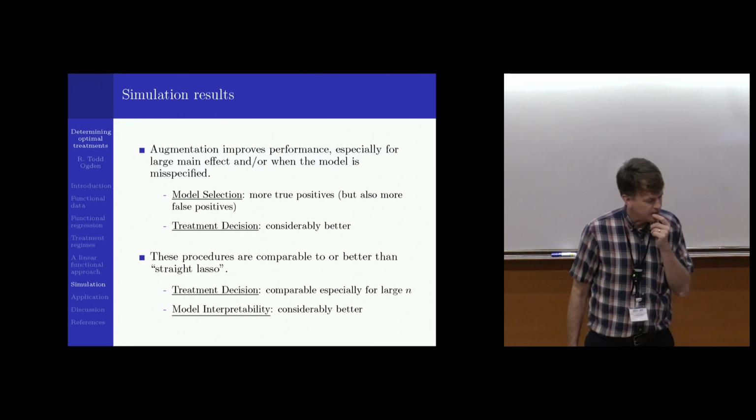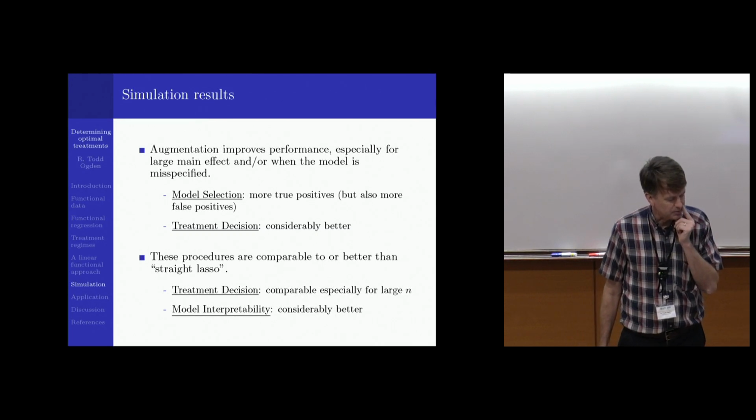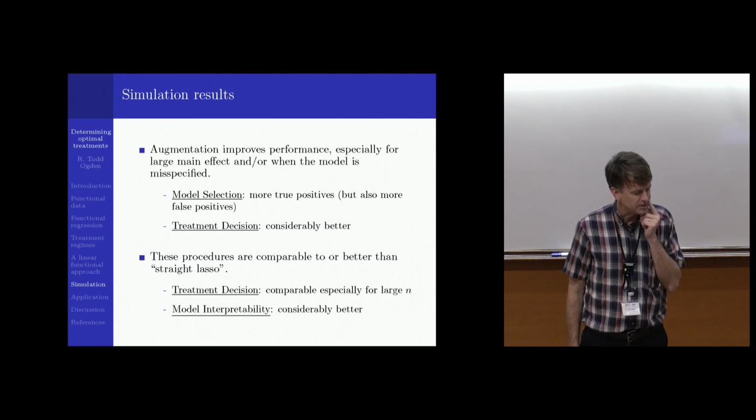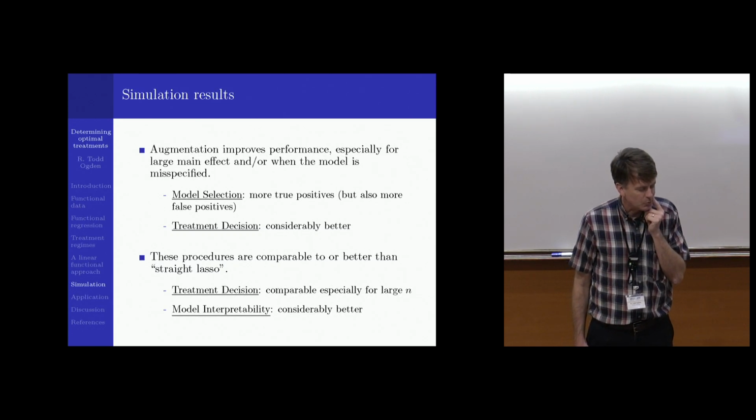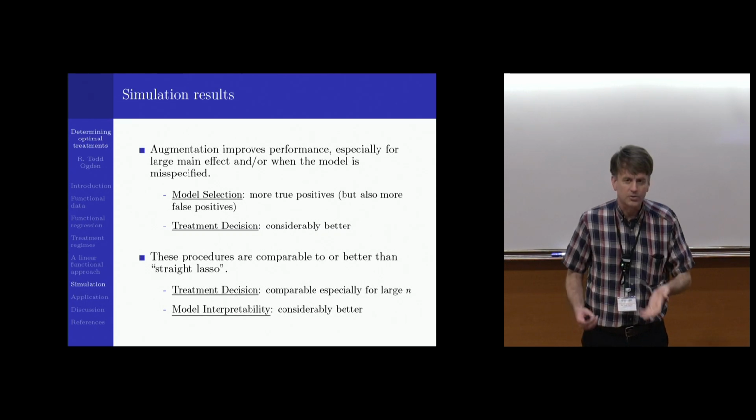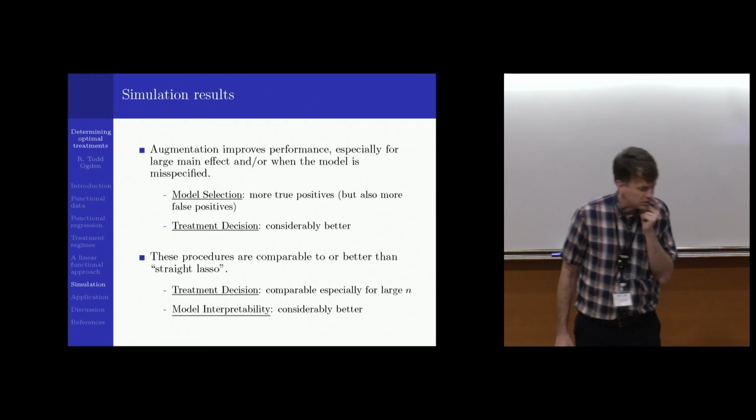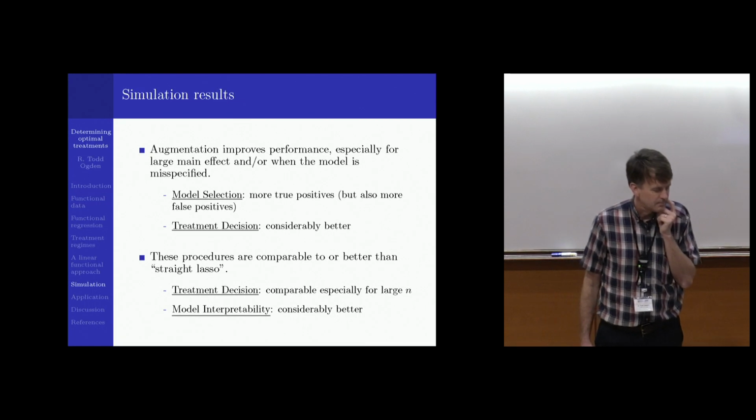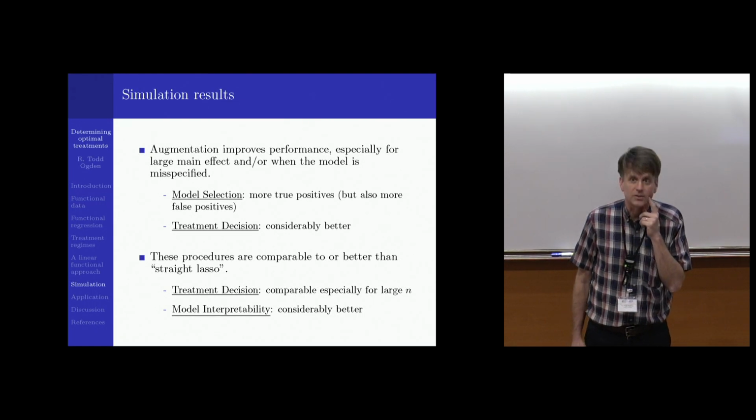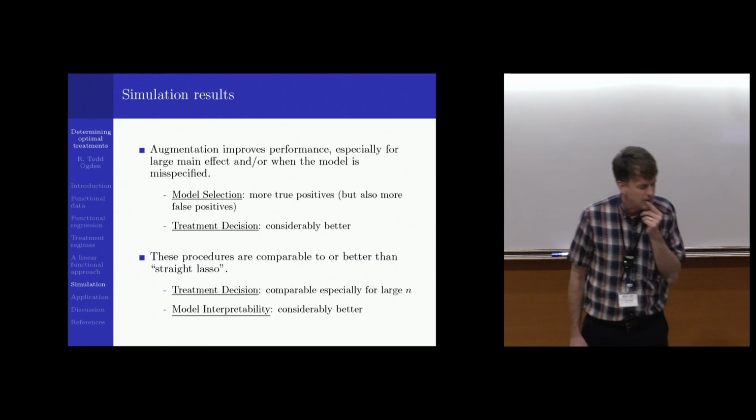That generally does help, particularly when the interaction model is misspecified. You tend to get more true positives with the model selection, but that's balanced by more false positives. And then you do much better with the treatment decision. You have more efficient estimators, so naturally you're going to get the treatments right more often.